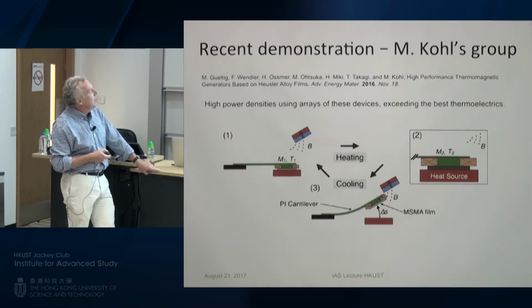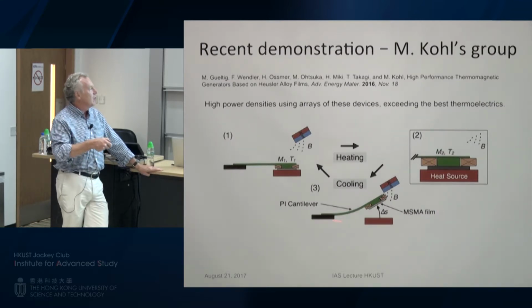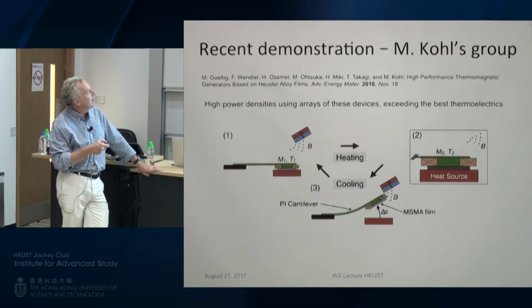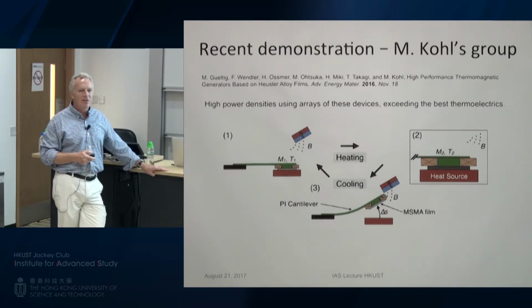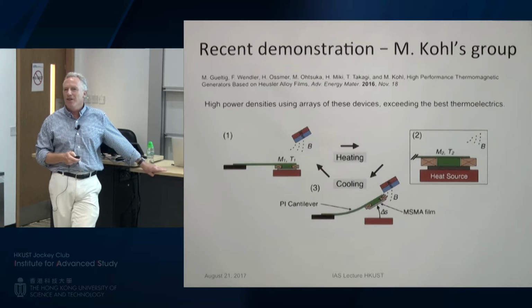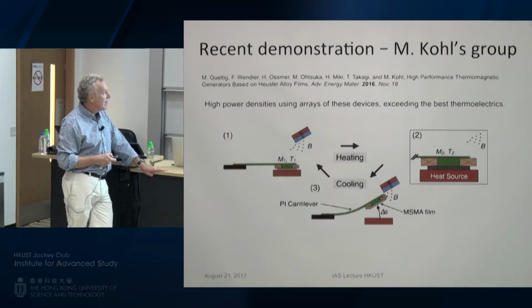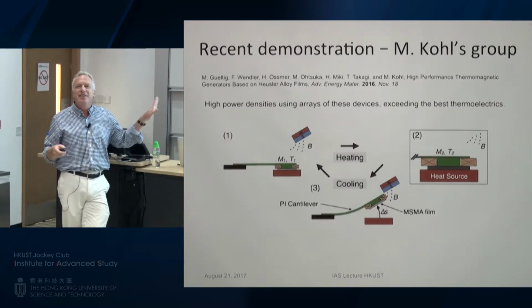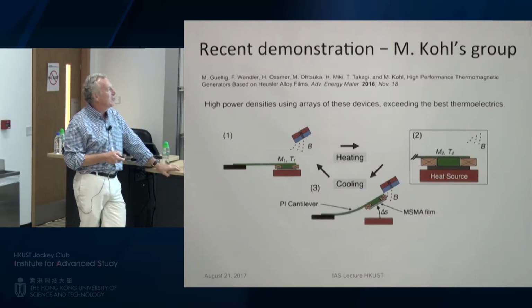But I will mention that Manfred Kohl's group in Karlsruhe took this up beyond the work we did, and they've done arrays of cantilevers using these materials, and they recently demonstrated power densities that exceed thermoelectrics. That's, of course, a big milestone in this kind of energy conversion from small temperature differences. In the end, I don't think that magnetism is the best way to do this, but that's another story to be told in the future.